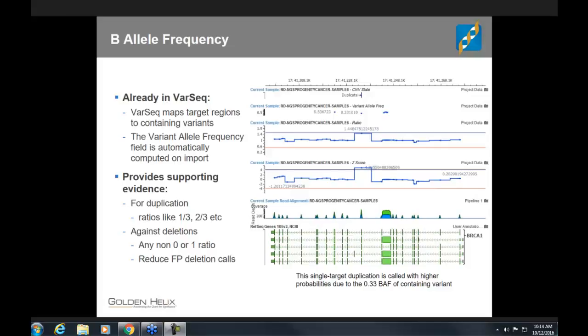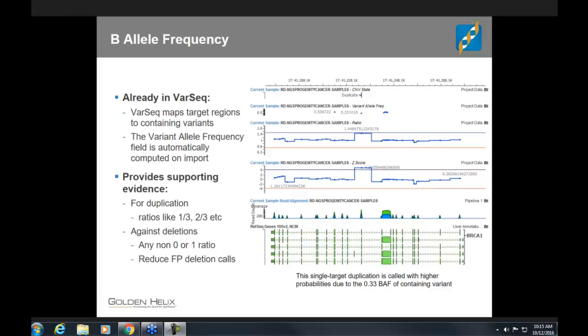For duplications, you expect to see certain variant allele frequencies for variants within a given region, if that region is in fact a duplication. And you'd expect ratios like 1/3, 2/3, etc. And you can see an example of this in the picture on the right here, where we have a duplication. There's a variant within this duplication with a B allele frequency of almost exactly 1/3. And this provides our Bayesian network with evidence that this duplication is in fact a real legitimate duplication.